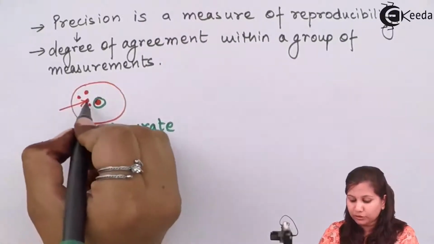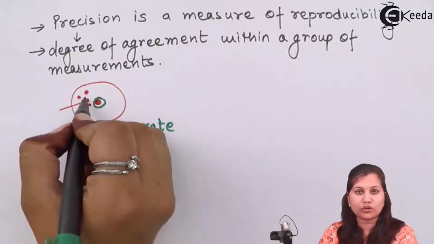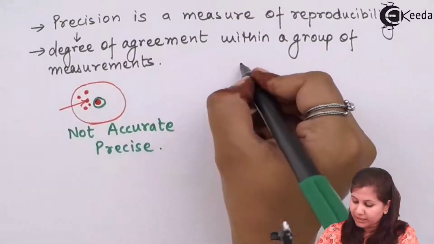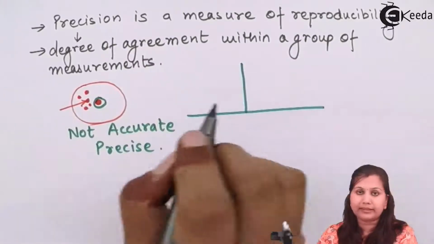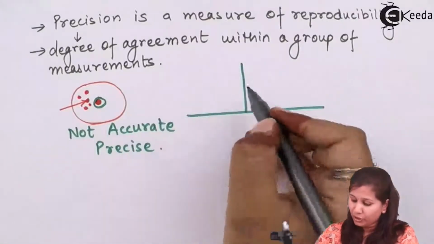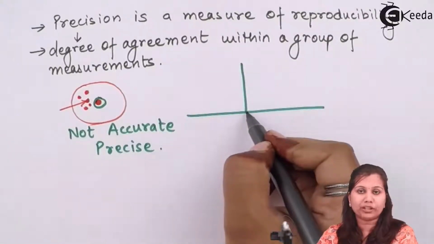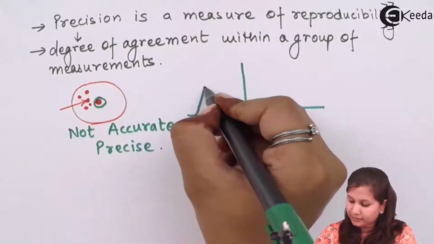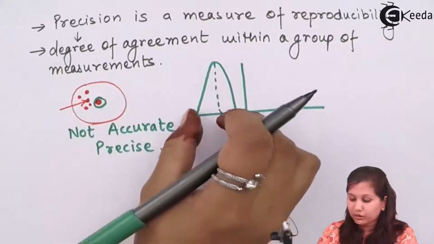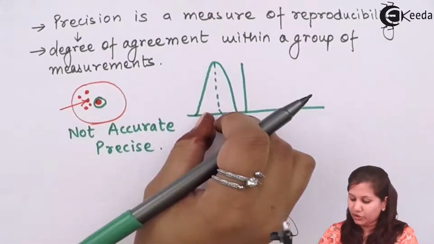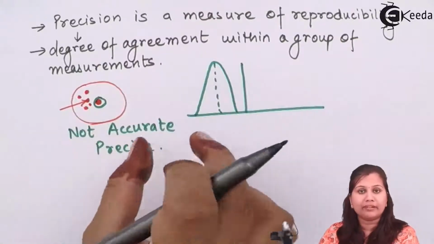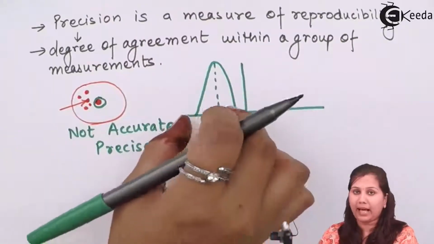Precise, because all the throws of the arrows are very close to each other, so it will give a very high precision. So if we draw a diagram here, it is not accurate, so this is the mean value of the measured things, and here all the measurements are very close to each other but far from the mean value. So it is the case of very low accuracy but high precision.